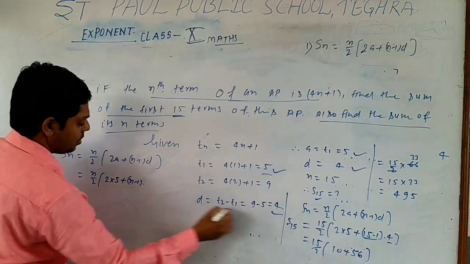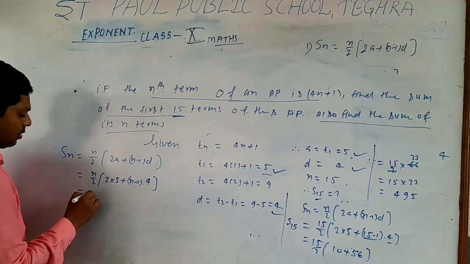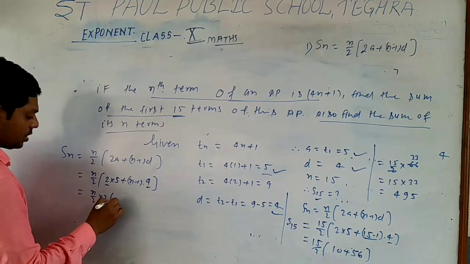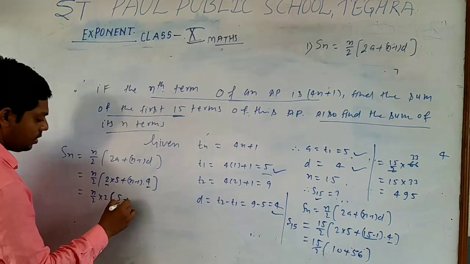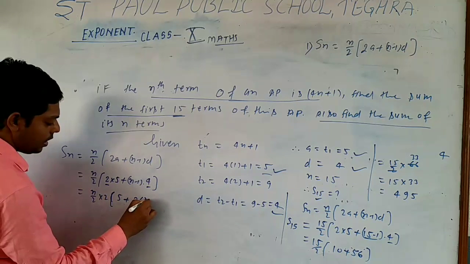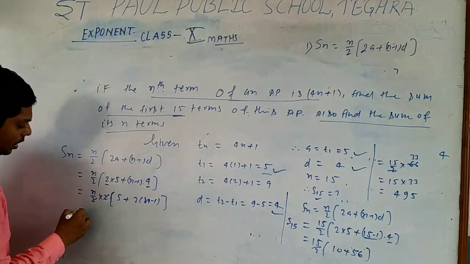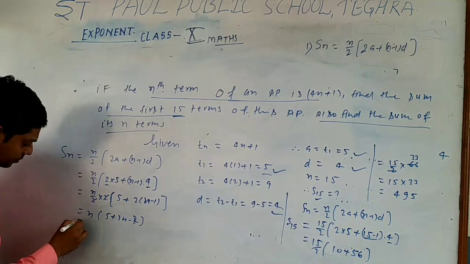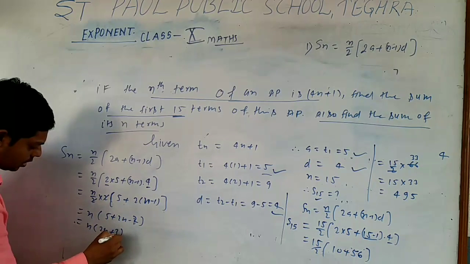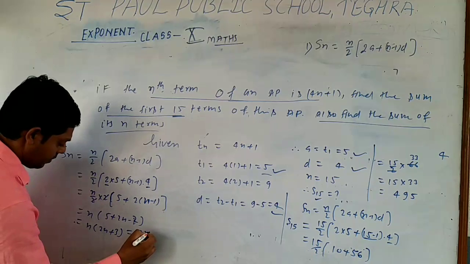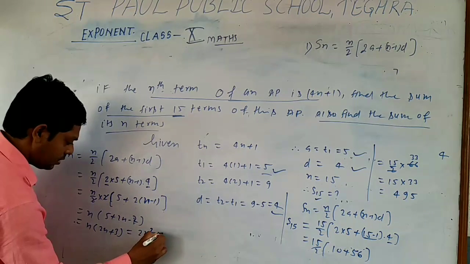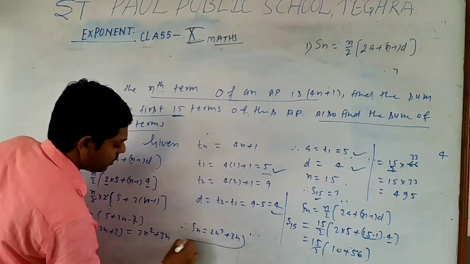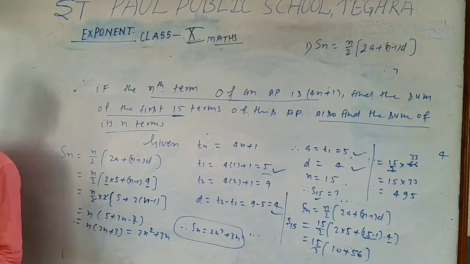we put 4. By actual calculation, taking 2 common from both sides, this becomes 5 plus 2 into n minus 1. This gives us n into 5 plus 2n minus 2, that is n into 2n plus 3. By actual calculation, this will give us 2n square plus 3n. Thus the sum of n terms is 2n square plus 3n. This is the next section of the question.